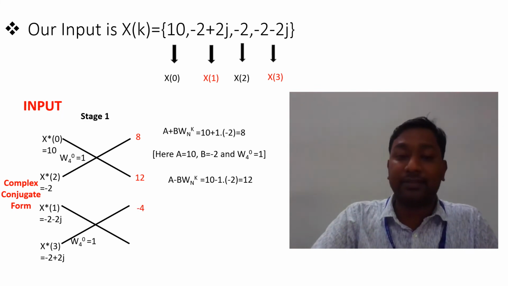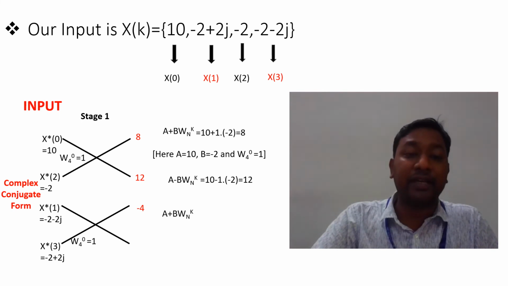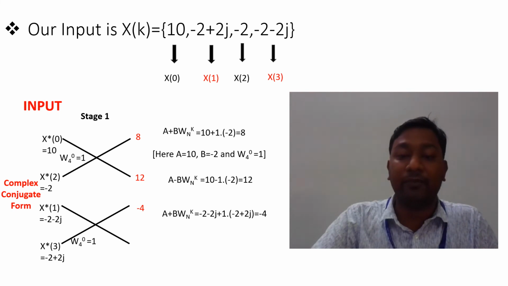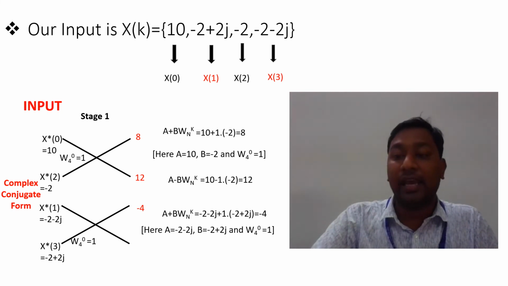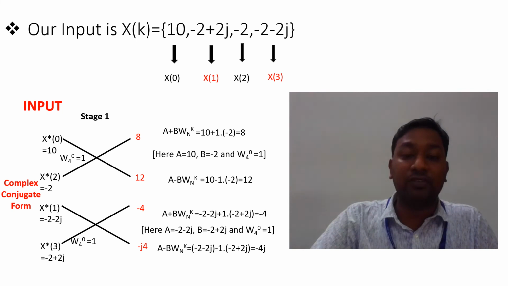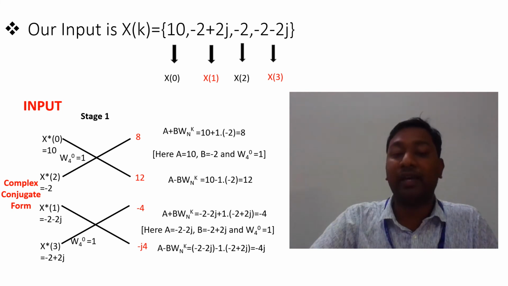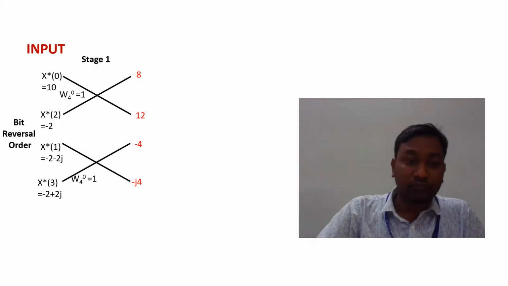Now see the next butterfly. Here minus 2 minus 2j and minus 2 plus 2j are the inputs. If we write those inputs, the first value is minus 4, and with a minus b omega n to the power k, we get the value minus j4. So our first stage is completed. The output of the first stage is 8, 12, minus 4, minus j4. Okay, so we'll see the next stage.